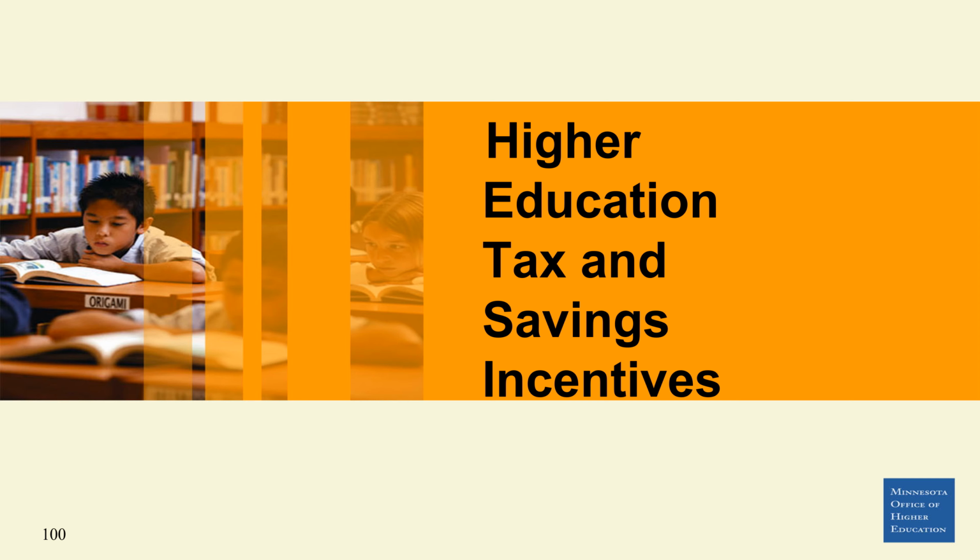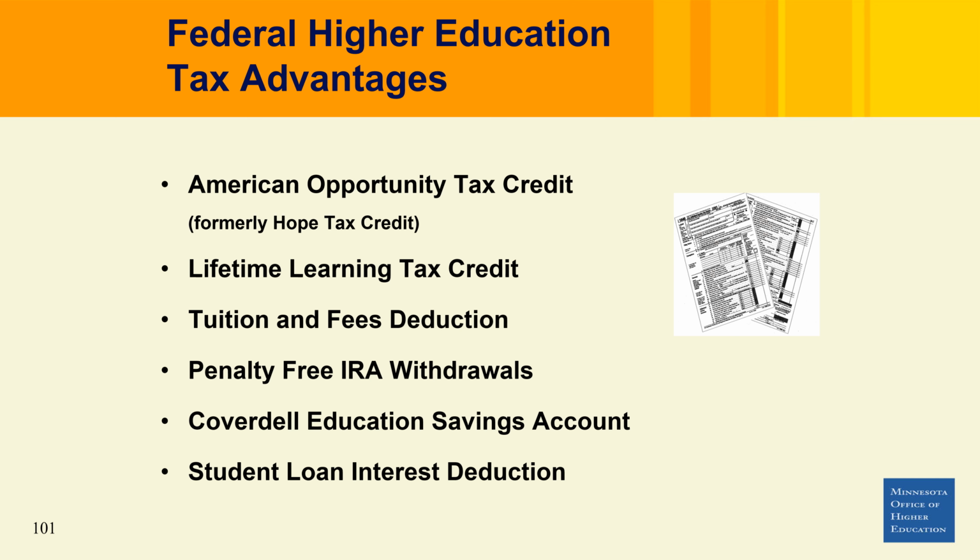Higher education tax and savings incentives. I just like to let you know that at the same time you're receiving your W-2, by the end of January, you should also receive a 1098-T from the college where your student is attending. This will contain information about tuition and fees, amount paid. This will be used by your tax preparer to give you some tax credit eligibility. For all of this information on the tax advantages, you will want to contact your tax preparer. The financial aid office will not assist you through this process. This is your tax preparer that will assist you.